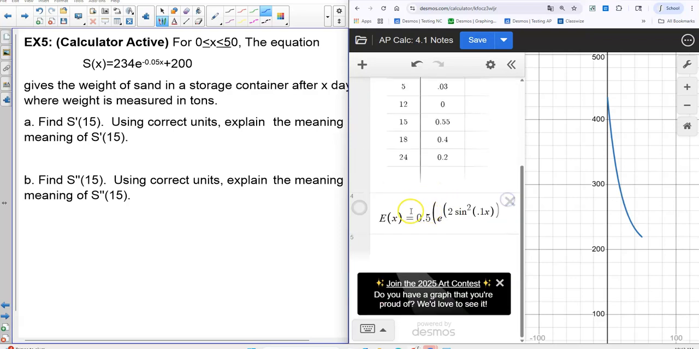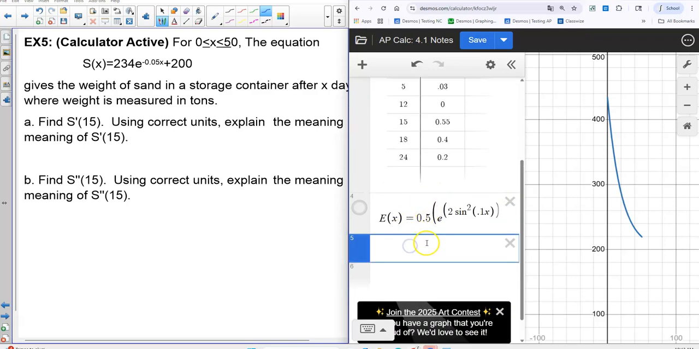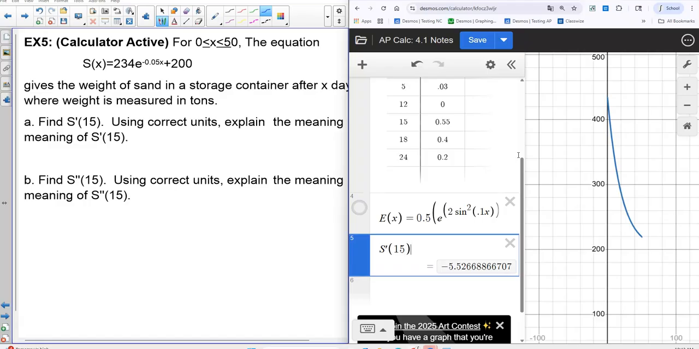It says find S prime of 15. I'm going to type in S prime of 15. There it is, right? It's doing the work for you. Yes, we could find the derivative of this by hand. We could plug in 15 by hand, but you don't have to because it's calculator active.